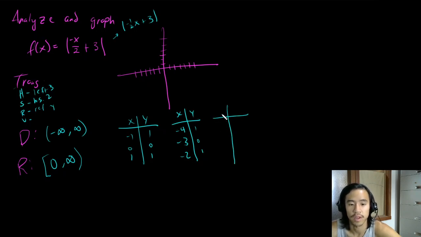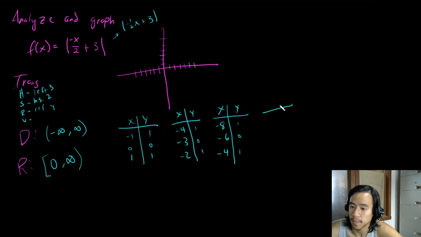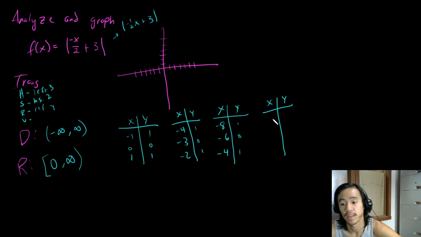Next we have a horizontal stretch by 2. So we're going to multiply all of the x values by 2. So negative 4 becomes negative 8, negative 3 becomes negative 6, and negative 2 becomes negative 4. Lastly, we have a reflection over the y-axis. So that means we're going to change all of the signs of our x coordinates. So negative 8 becomes 8, negative 6 becomes 6, negative 4 becomes 4.